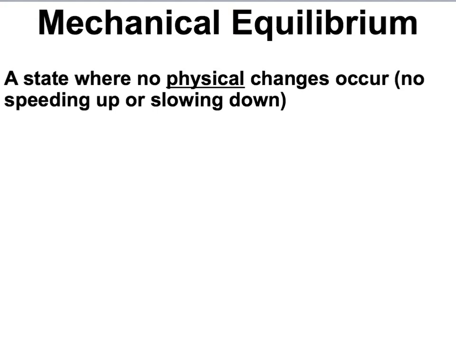And what that means is it's a state where there are no physical changes to an object. The physical changes that we're going to be most concerned about is speeding up or slowing down in their motion or changing directions in their motion. Now, there are two different types of mechanical equilibrium, but before we get into that, I want to talk about something called the equilibrium rule.